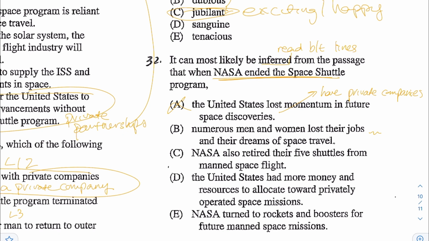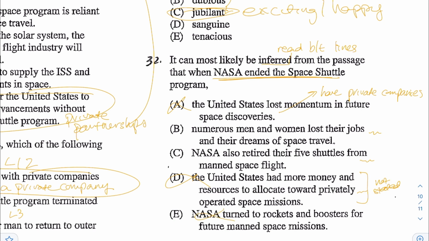C says NASA also retired their 5 shuttles from manned spaceflight. Also probably true because you can't use them anymore. D says the US has more money and resources to allocate towards privately operated space missions. Again, it's probably true, but it's not stated explicitly. So this may or may not be true, and we don't know that. And E says NASA turned to rockets and boosters for future manned space missions. Again, that's not true. We have no indication of that.